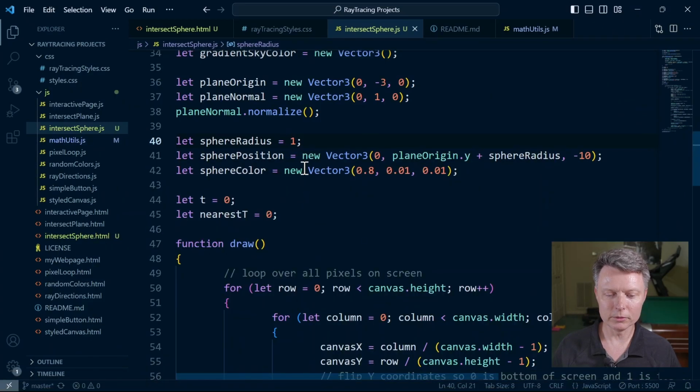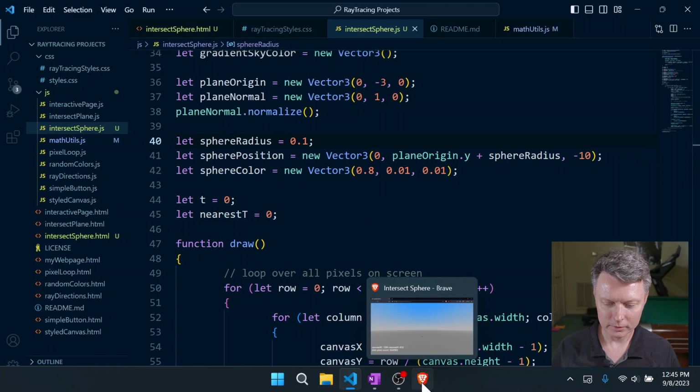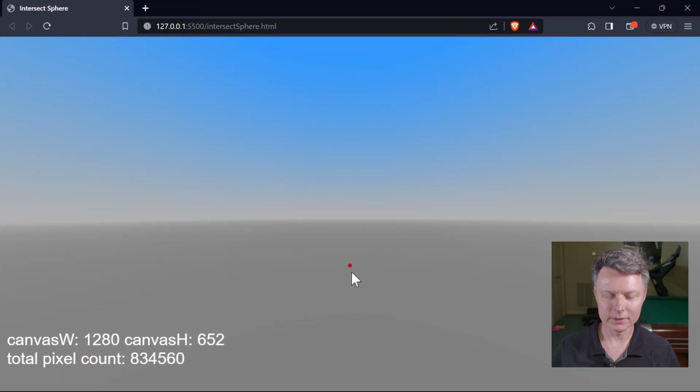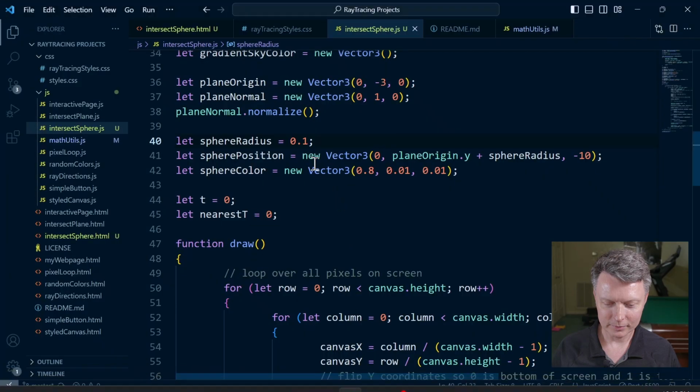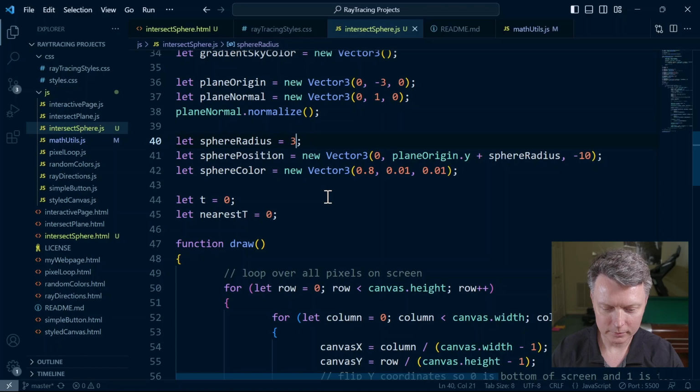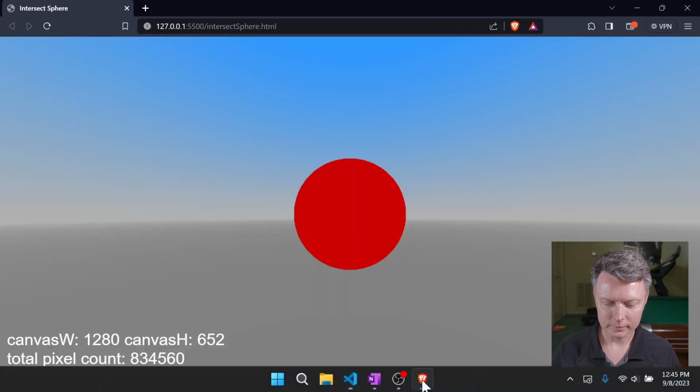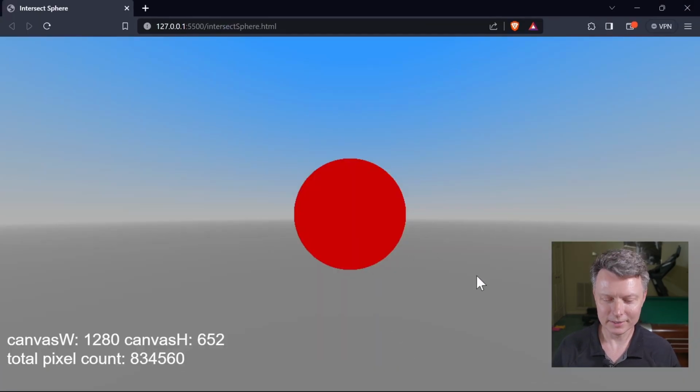And you could even go below that, so you could make it really, really small, 0.1. That would be really small. Yeah, so there it is. So now let's go back to 3. I think that was a good radius for this image. So let's go back to 3. That looks great.